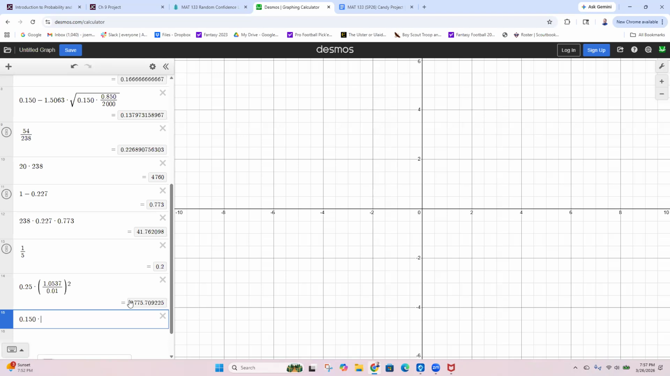We do 0.150 times 0.85850, parenthesis, 1.537 divided by 0.02. Push my right arrow key, close my parentheses, shift 6, square that, and I screwed something up. What did I do wrong?